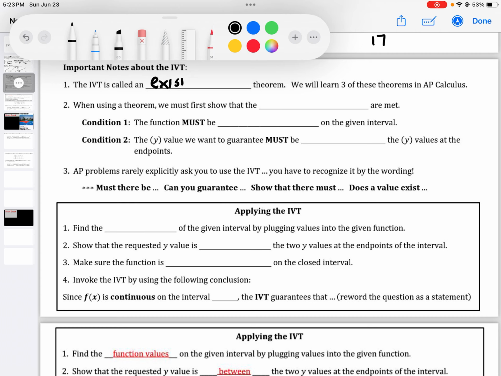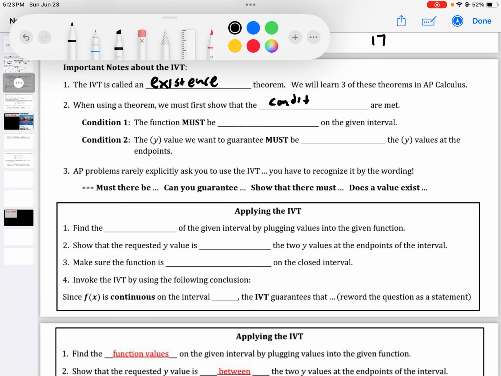All right, the IVT is called an existence theorem. We will learn three total. We'll also talk about the mean value theorem and the extreme value theorem throughout the class. But right now, just the intermediate value theorem.